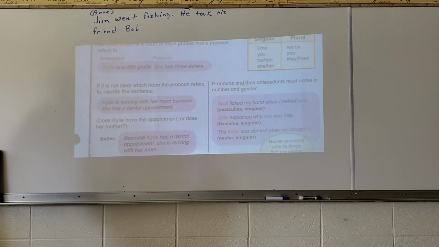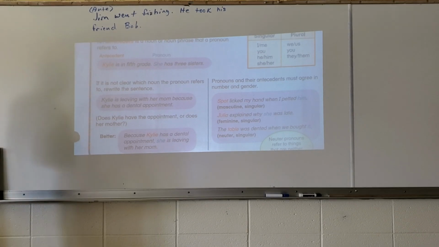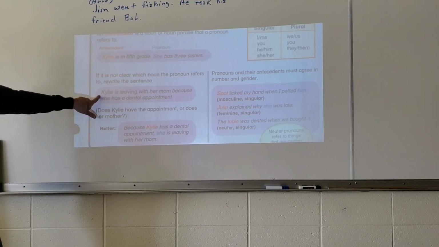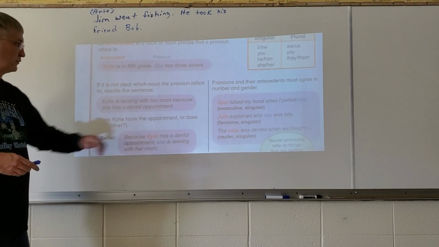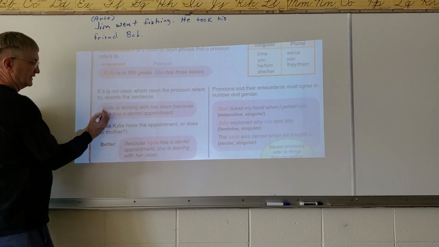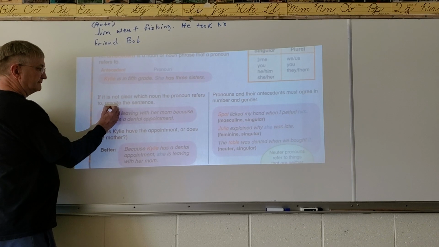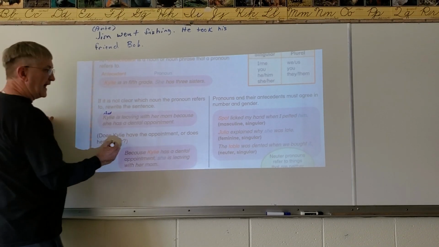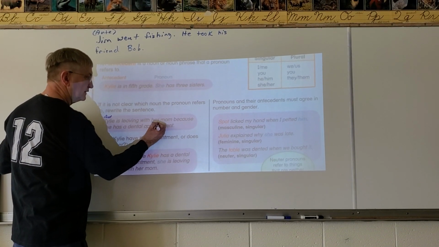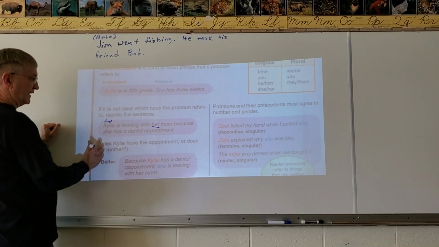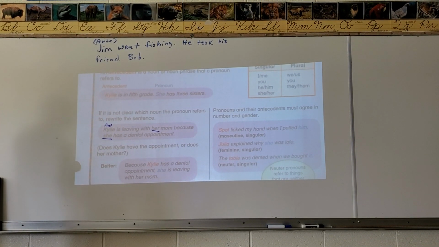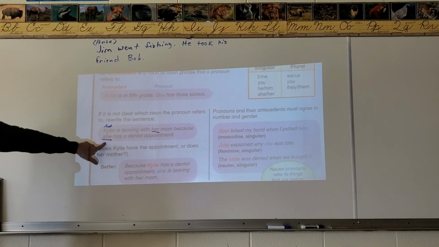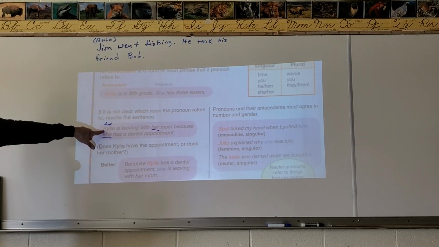If it is not clear which noun the pronoun refers to, rewrite the sentence. Kylie is leaving with her mom because she has a dental appointment. Again, Kylie is my antecedent. All right. We have her referring to Kylie, and we have she referring to Kylie. Everything reflects back. So in other words, Kylie is singular.